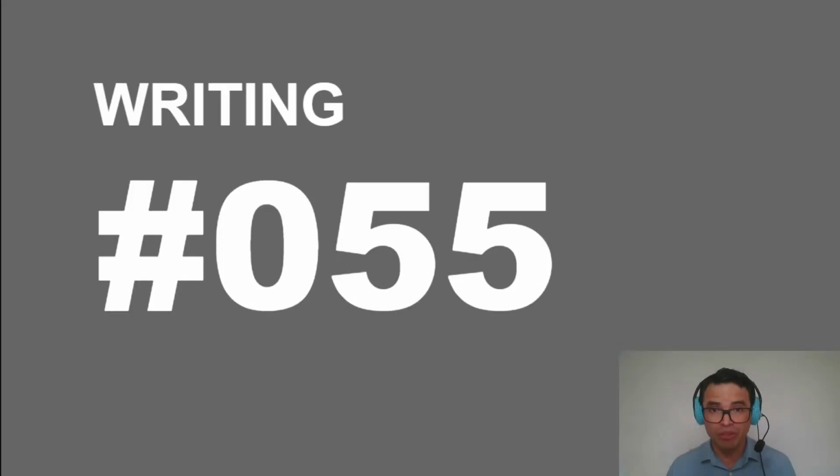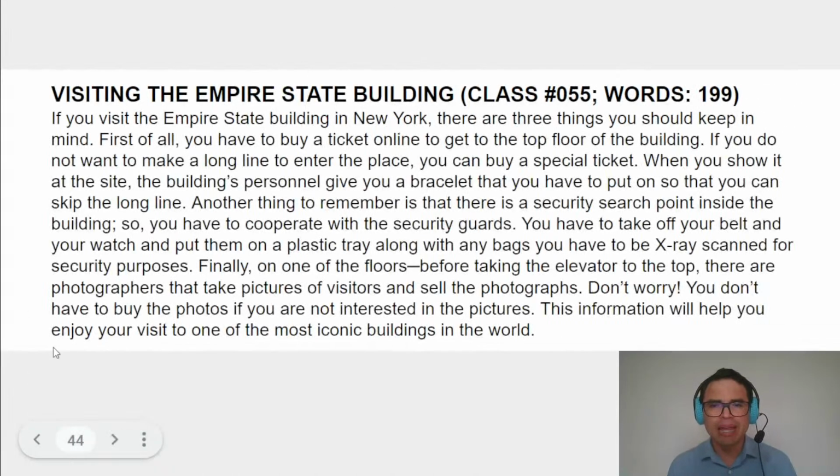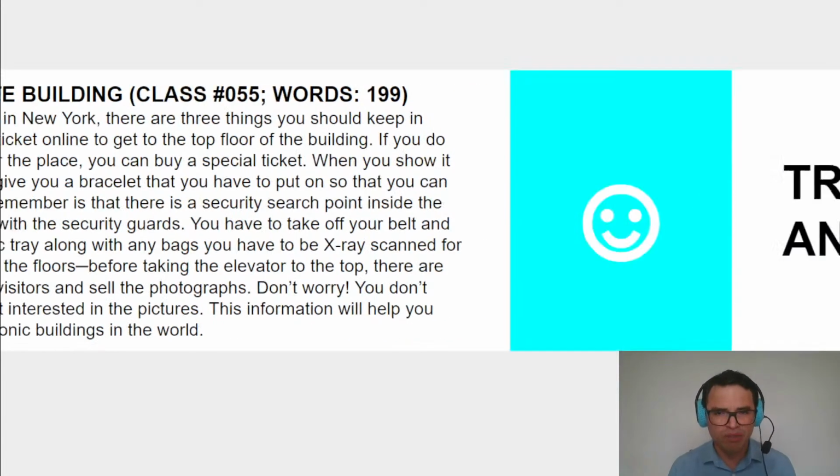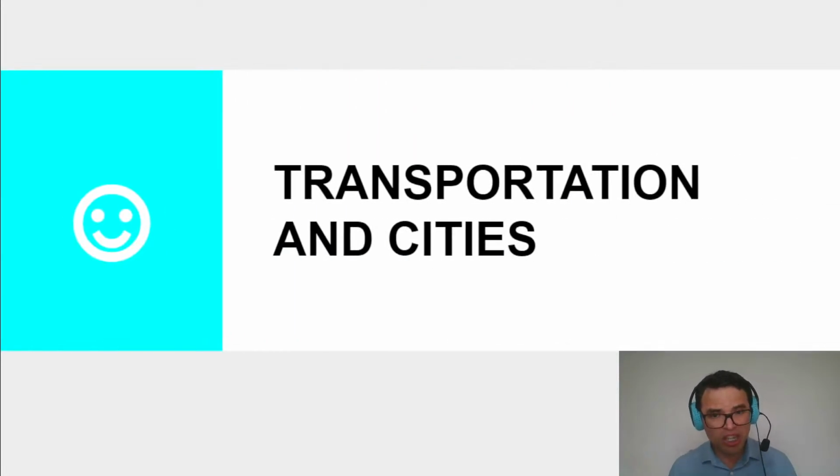Hi, welcome to this writing class. This is class number 55. And today we are talking about an interesting place to visit: visiting the Empire State Building. We have 199 words. This is class number 55. And the topic is transportation and cities.